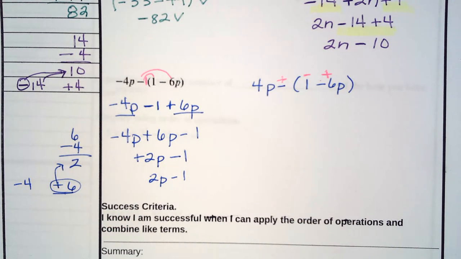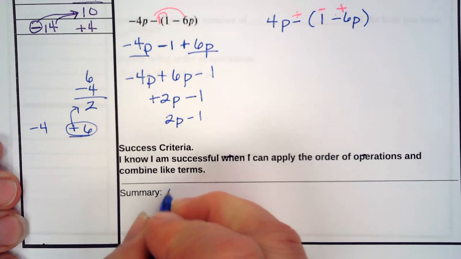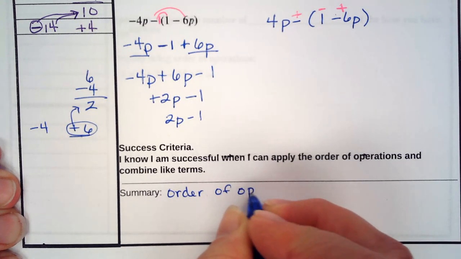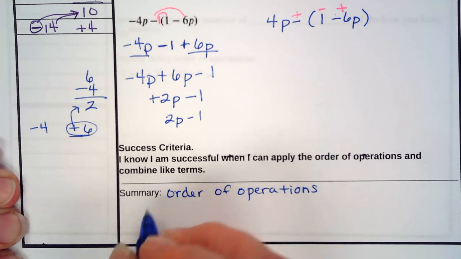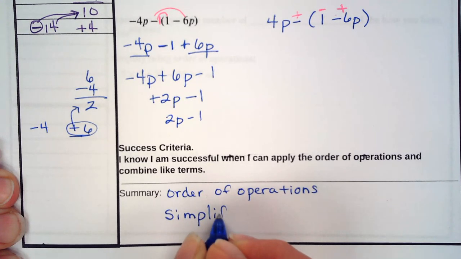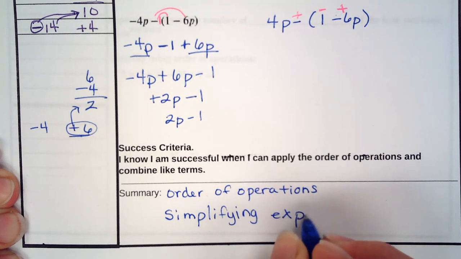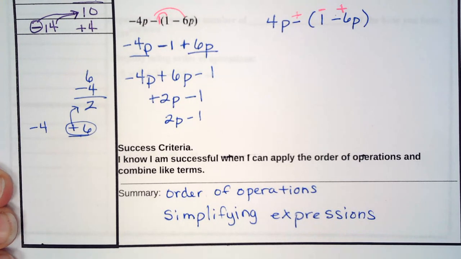So, how do you know when you're successful? Well, you know you're successful when you can apply the order of operations and combine your like terms. So order of operations we've already worked with. Simplifying expressions. And we're done.